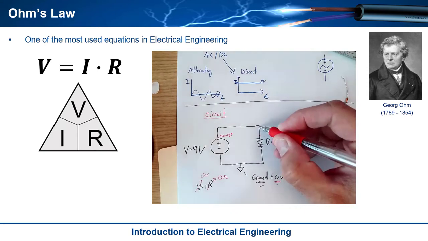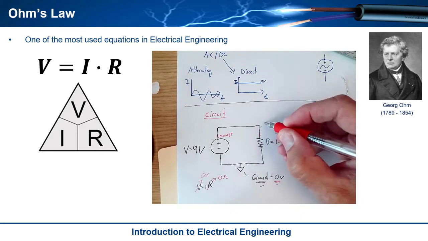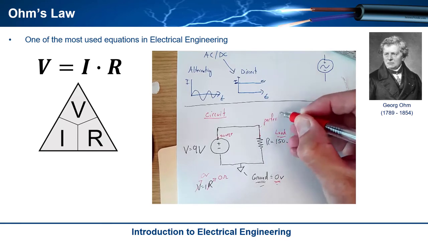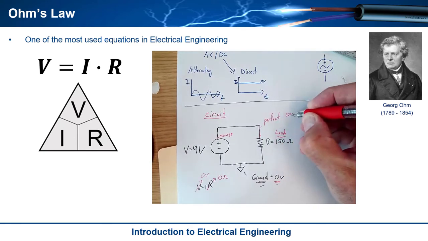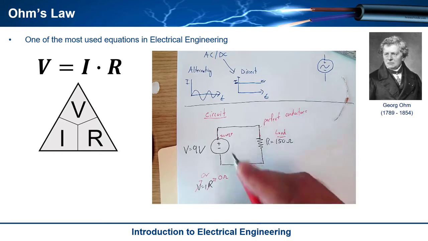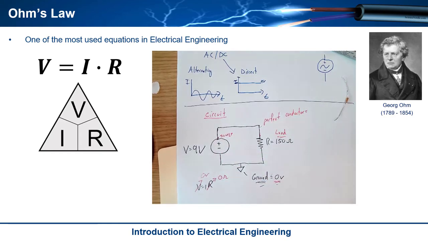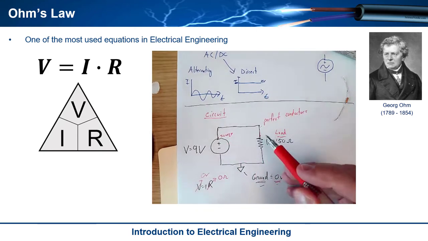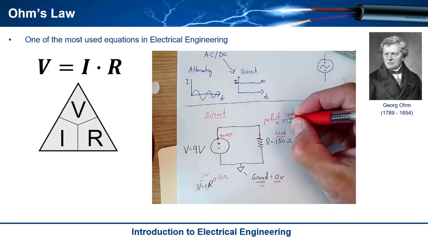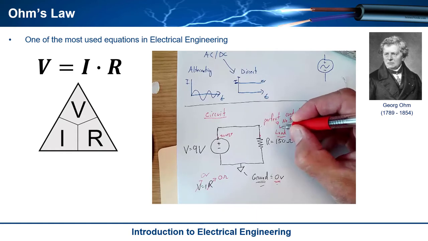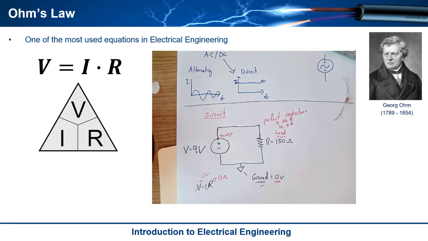These lines right here are perfect conductors. What that means is that when it's drawn as a line, it's not a resistor. It doesn't have any resistance, so it's no R, and it also has no delta T. It has no delay. So that is an ideal conductor.